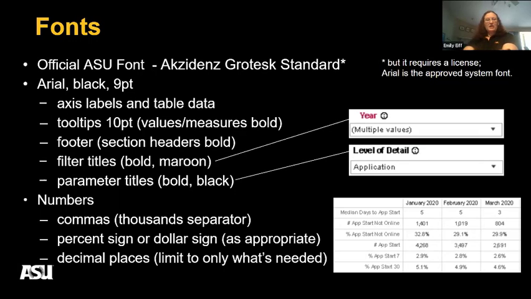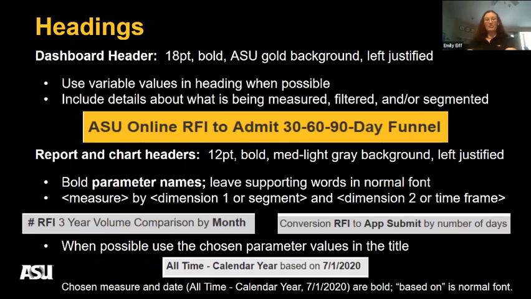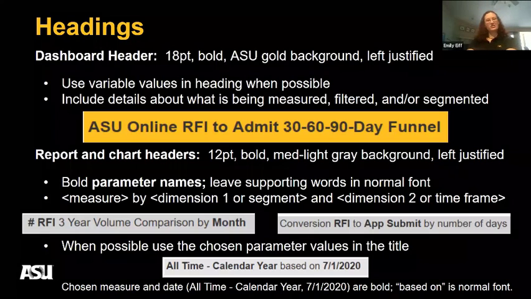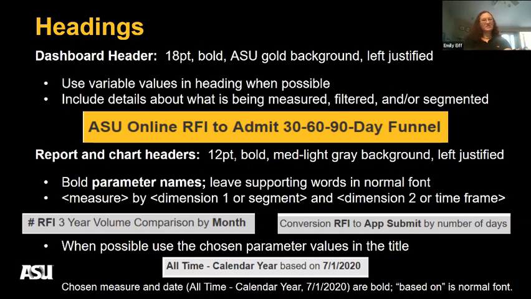For the top of page header, our preferences are Arial 18-point bold black text, left justified on an ASU gold background. Our preference is to include what's being measured, filtered, or segmented as part of the title. That's just to make it clear and obvious what you're looking at. For the lower report and chart headers, we do Arial 12-point bold black, left justified on light to medium gray.